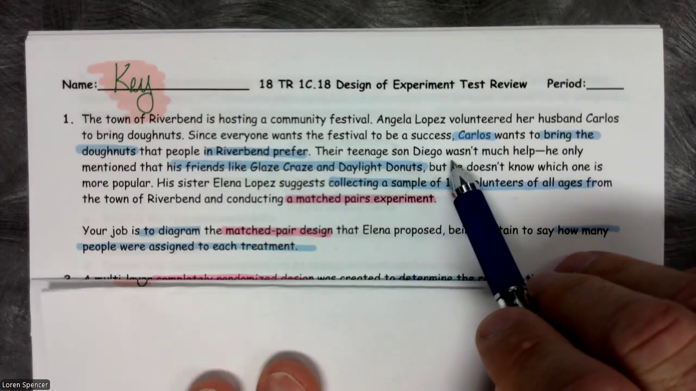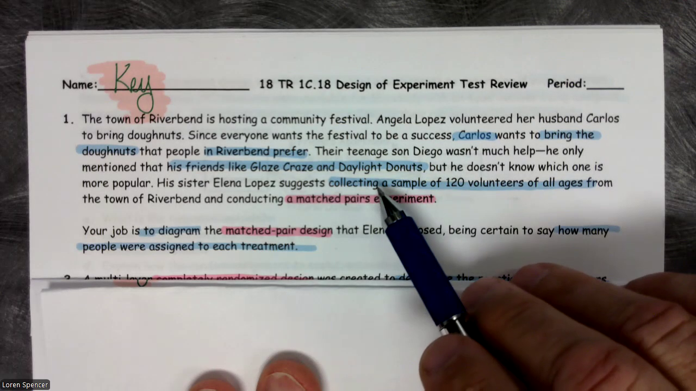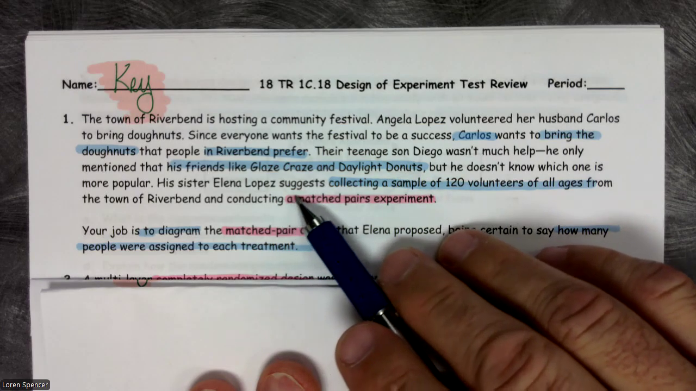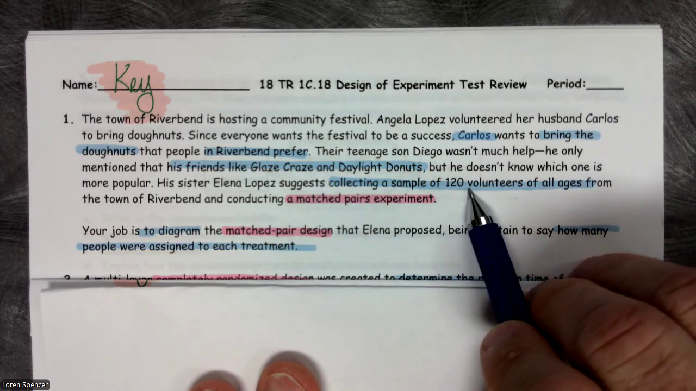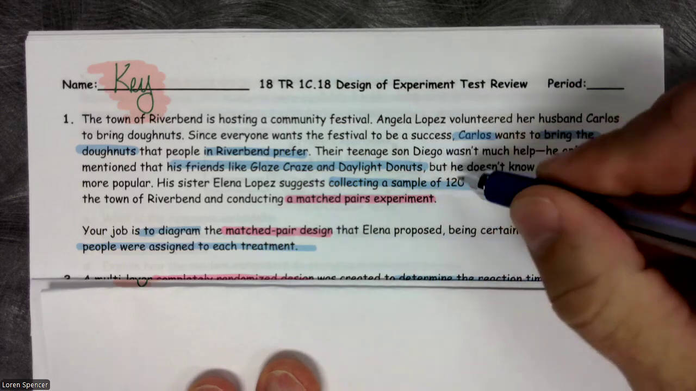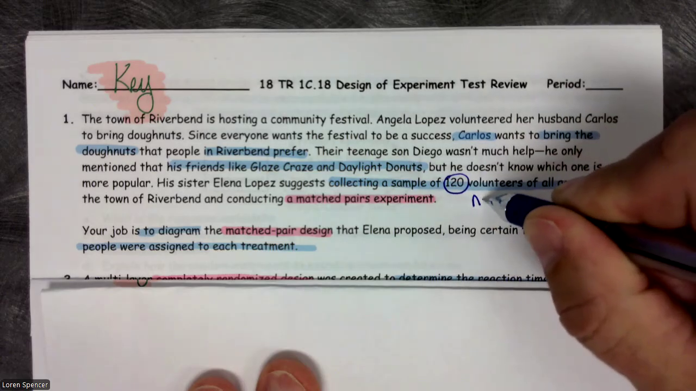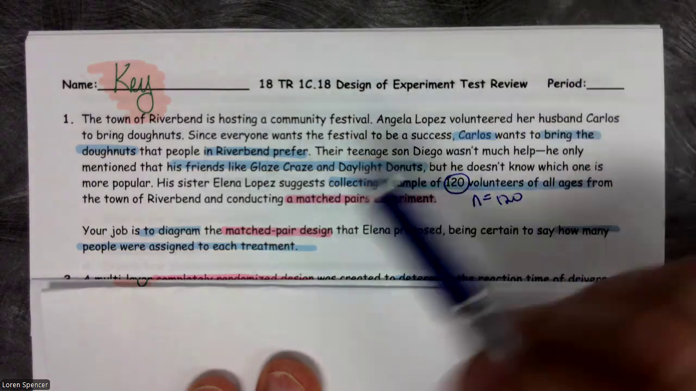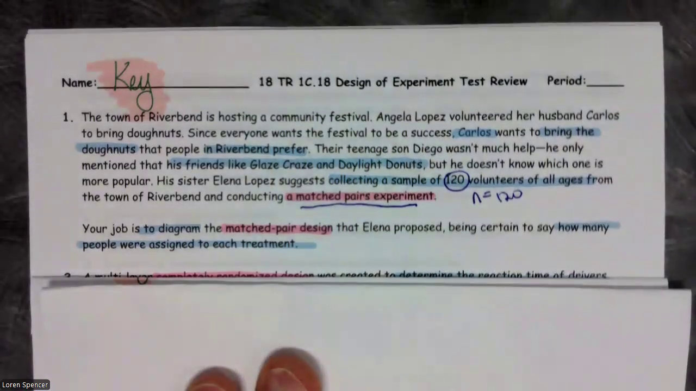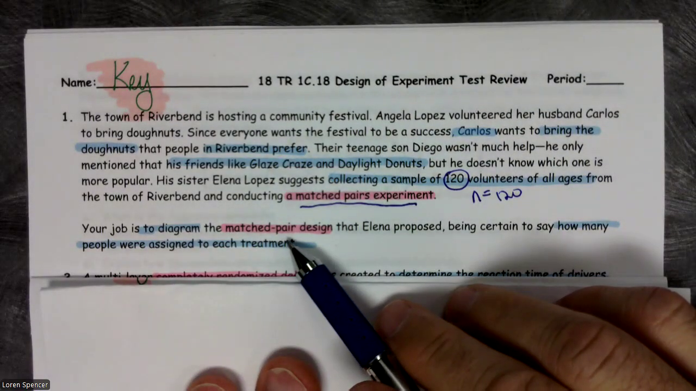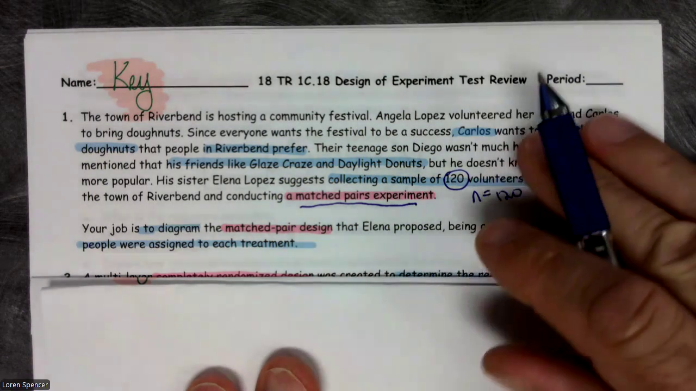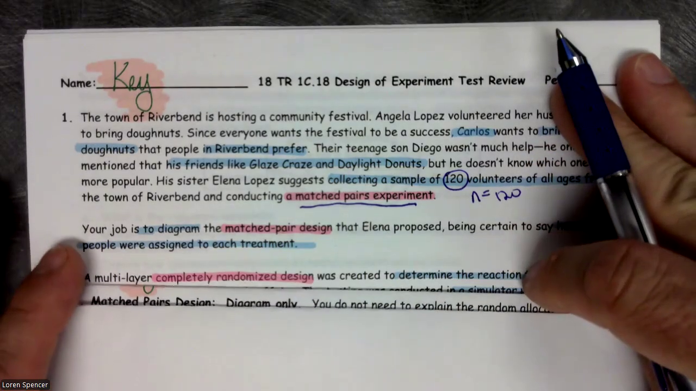Their teenage son, Diego, wasn't much help. He only mentions that his friends like Glaze Craze and Daylight Donuts, but he doesn't know which one is more popular. His sister, Elena Lopez, suggested collecting a sample of 120 volunteers of all ages from the town of Riverbend and conducting a matched pair. Okay, so we have a sample size of 120, and we're going to conduct a matched pair experiment. Your job is to diagram the matched pair experiment that Elena proposed, being certain to say how many people were assigned to each treatment.